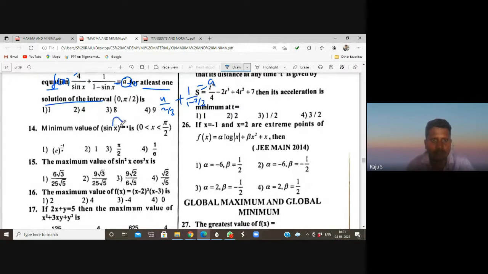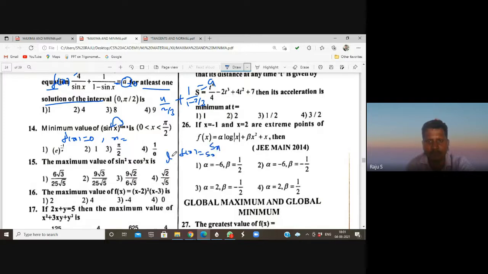The minimum value of sin x power sin x. This is very easy actually. Whenever it is function power function, what shall we do here? Find f dash of x and equate it to 0, and you will get the critical point. At that critical point, you have to substitute in the function and you'll get the answer.